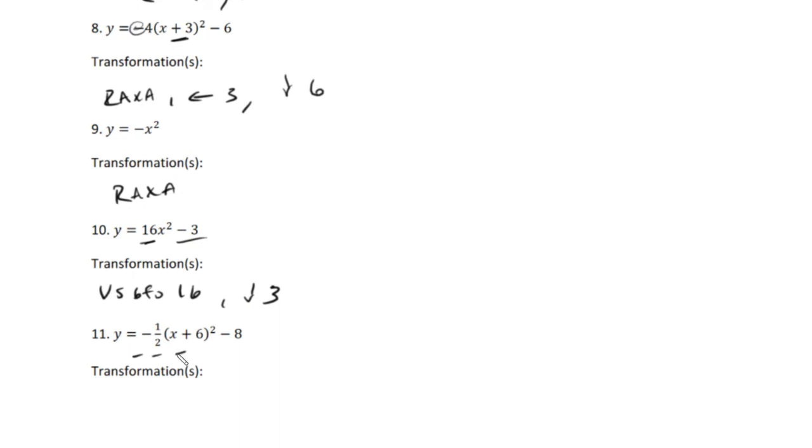Here you've got a whole slew of things happening to your graph. Your negative is a reflection about the x-axis. Your 1/2 is a vertical shrink by a factor of 1/2. Your 6 is moving left 6, and your 8 is moving down 8.